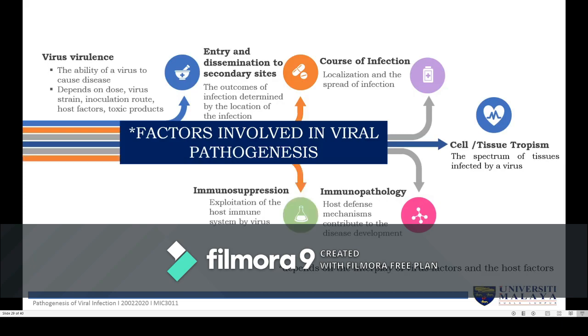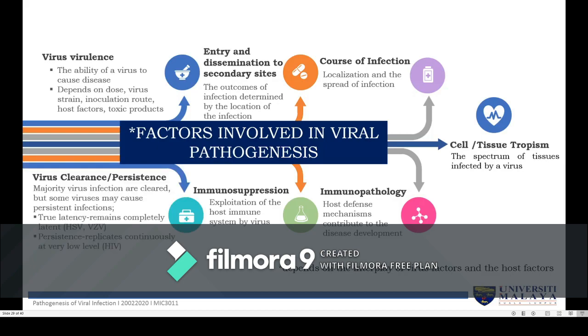And then the next one is immunosuppression, yeah? The exploitation of the host immune system by the virus. So the virus actually hijacks the cellular mechanism. They make the body produce less immune response. So when it becomes less, it will be harder to kill the virus, one, and not only that, it will make the host susceptible to other infections, fungal infections or bacterial infections, causing the disease to become much worse. For example, in HIV, yeah, the well-known one is HIV.